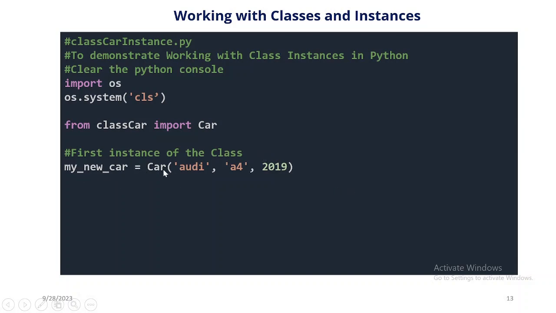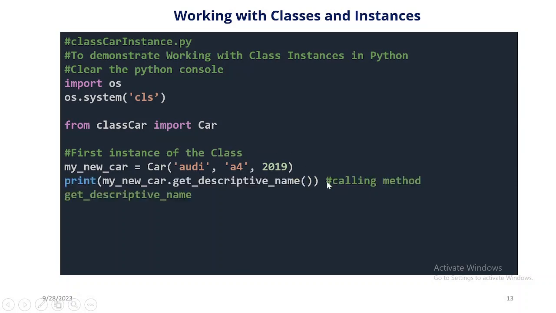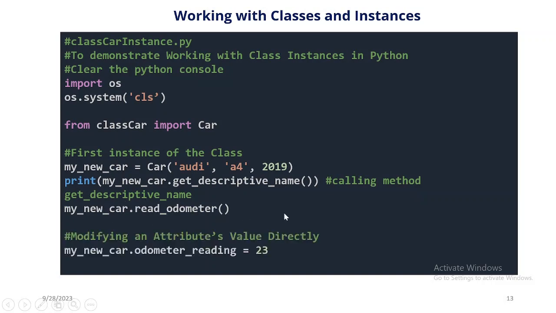So we create our first instance of the class. my_new_car equal to Car Audi A4 2019. Print my_new_car.get_descriptive_name. We are calling a method, get_descriptive_name. Then we say my_new_car.read_odometer. We are calling another method, read_odometer.